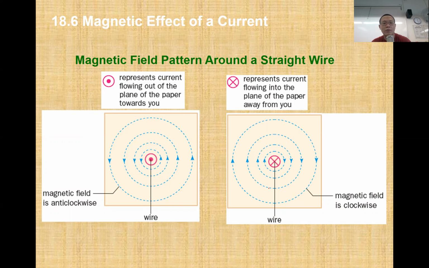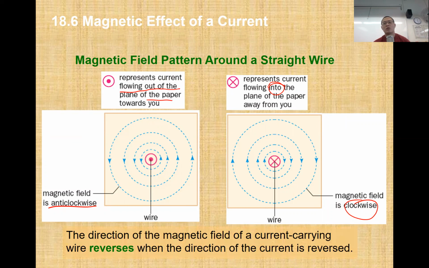For example, if the current is flowing out of the paper, meaning towards you, the field line will be in a certain direction, what we know as anti-clockwise. But if the current is flowing into the paper, away from you into the screen, the field line will be in the other direction, clockwise. So if I reverse the direction of the current, I reverse the field lines, similar to the north and south pole of a magnet. In a nutshell, there are these two directions in the field lines created by the current.